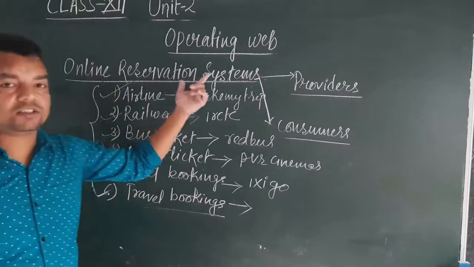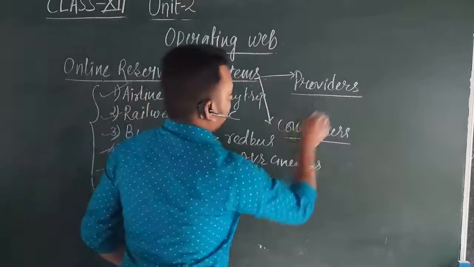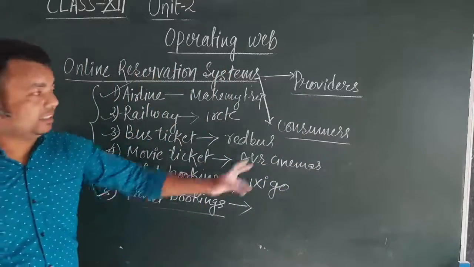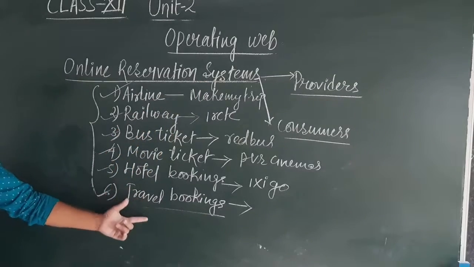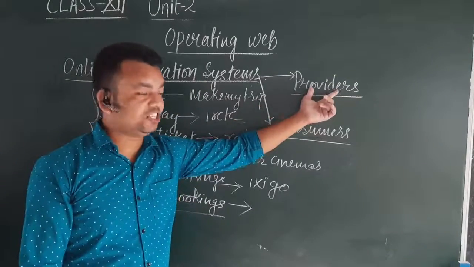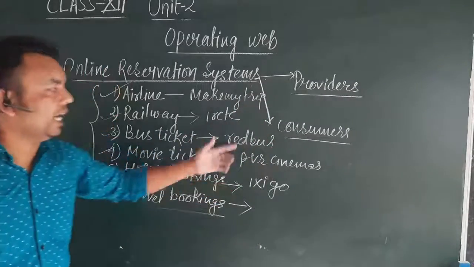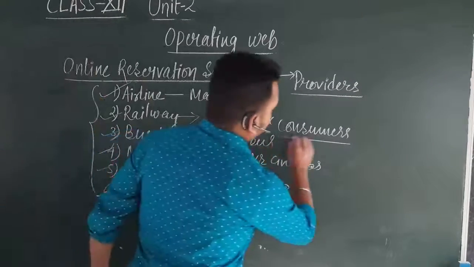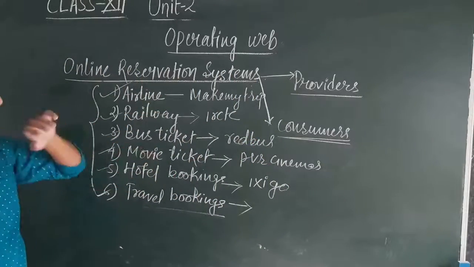Under online reservation system, several categories of reservation systems are there. Now this has various advantages, made for both provider as well as consumer. Providers are those firms or organizations who provide these services and this application, and the consumers are the common people who use those applications in order to avail the services.